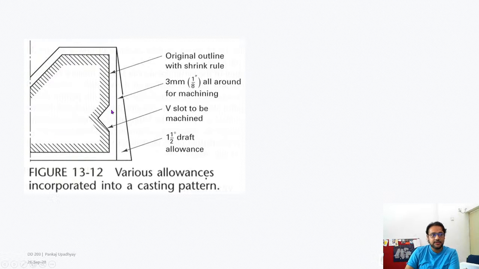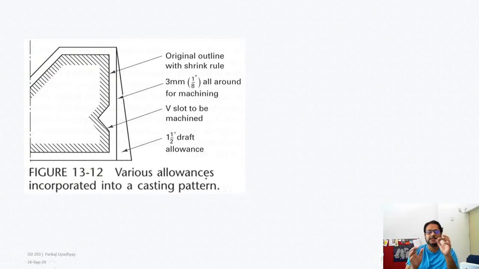So what you would typically do with such undercut areas is either use a core or something like that, or keep it for machining later on. In this case, this V slot is kept for machining later on. So this is the part that you want. You remove this thinking that you will machine it. Now you will add probably 3 mm all around for cleanup. If you want this to be a perfectly machined surface, then around 3 mm is a thumb rule.